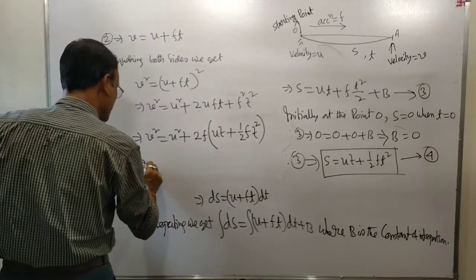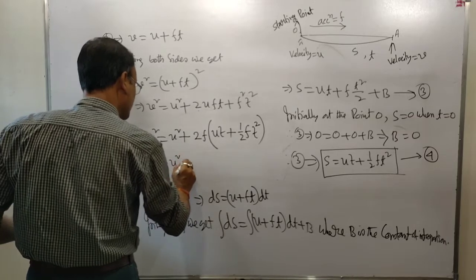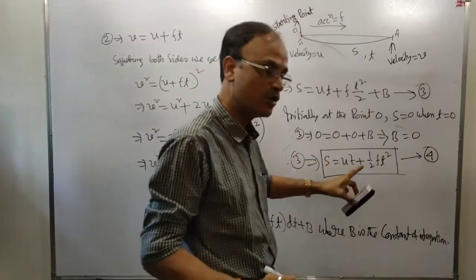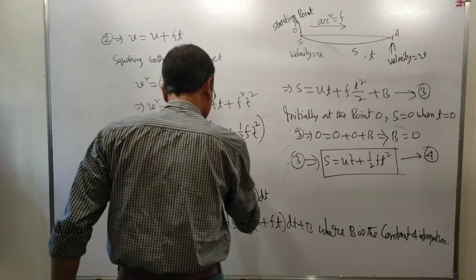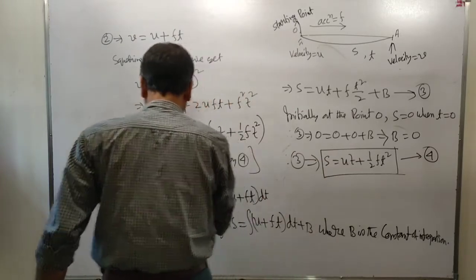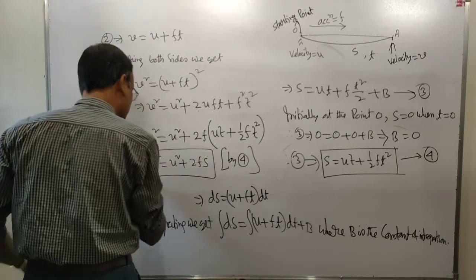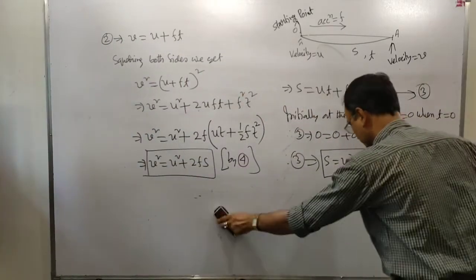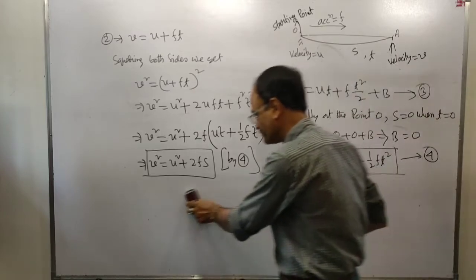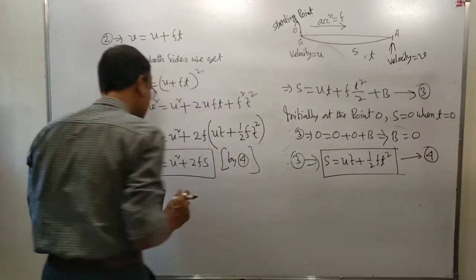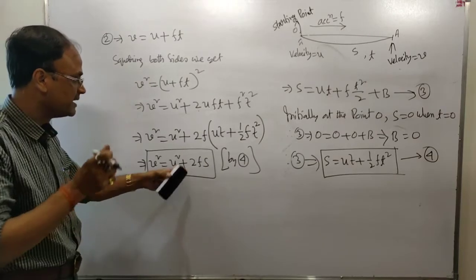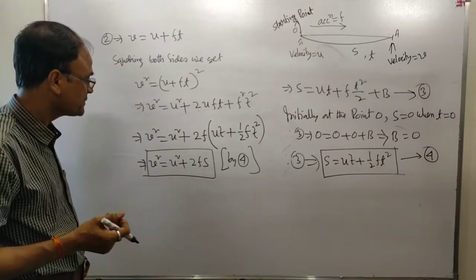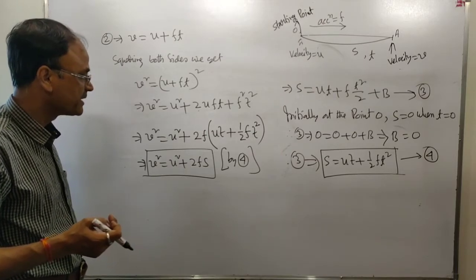This means v square equal to u square plus twice f times, which is nothing but s using 4. V square is equal to u square plus twice f s. Such types of things have already been derived earlier.